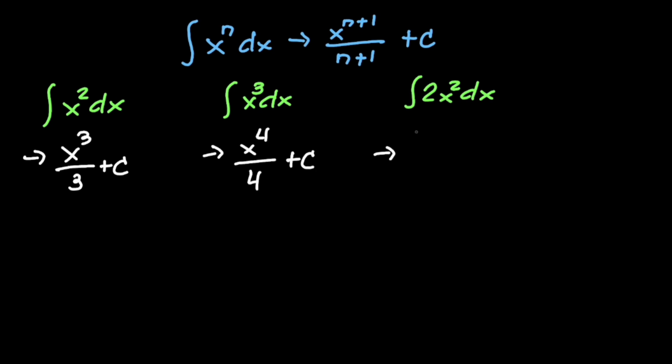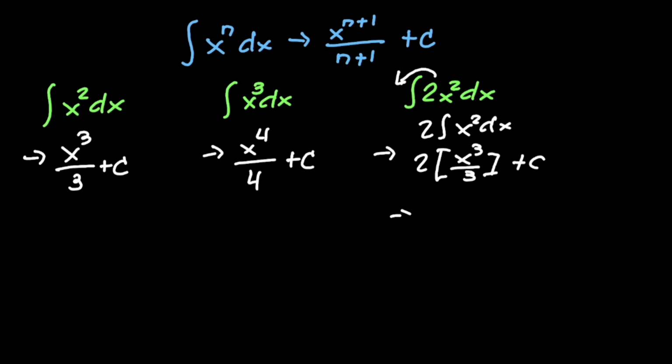And the integration of 2x squared, actually you can put the 2 on the outside. So it will be 2 times the integration of x squared dx. So the integration of x squared will be x cubed over 3 plus c. 2 multiplied by x cubed will be 2x cubed over 3 plus c.